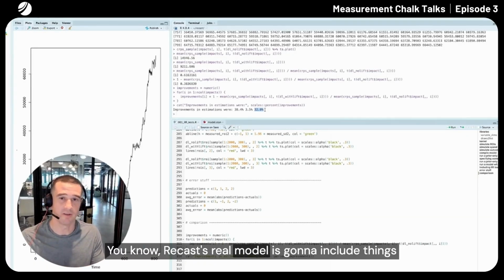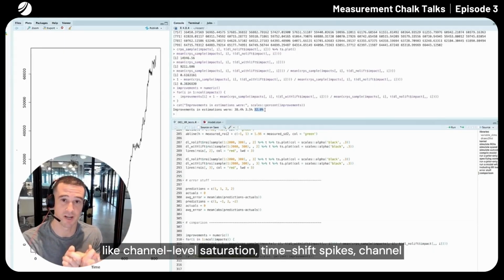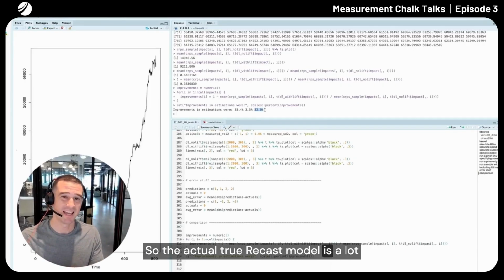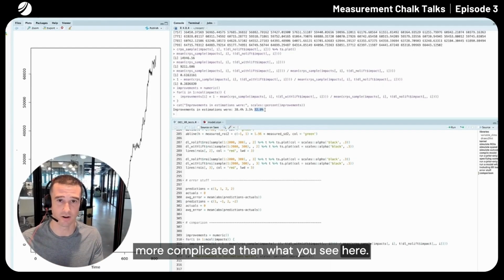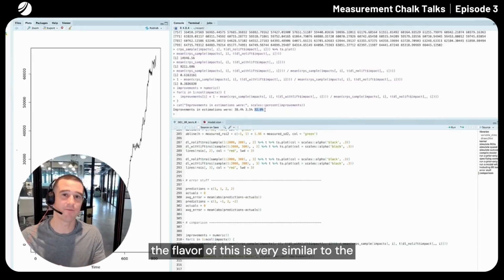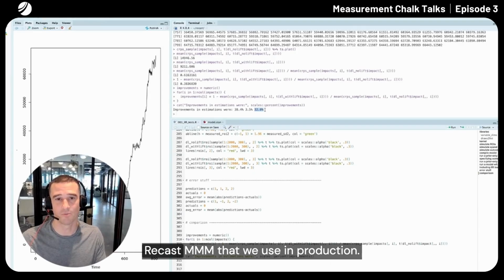Recast's real model is going to include things like channel level saturation, time shift, spikes, channel interactions, context variables, you name it, right? So the actual true Recast model is a lot more complicated than what you see here. This model is in sort of concept. A lot of the flavor of this is very similar to the Recast MMM that we use in production.